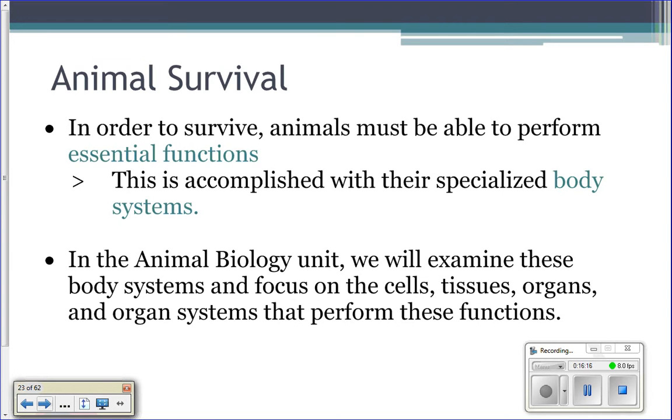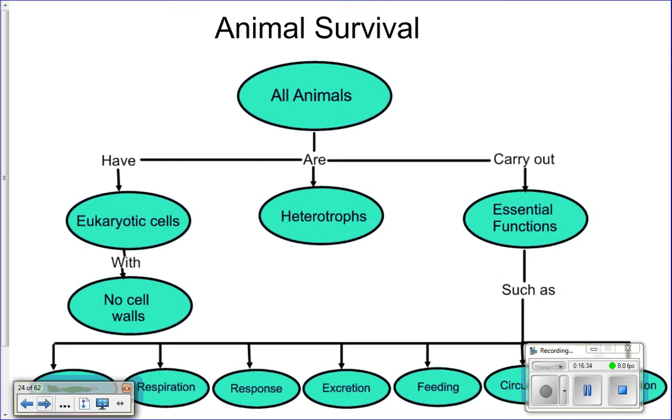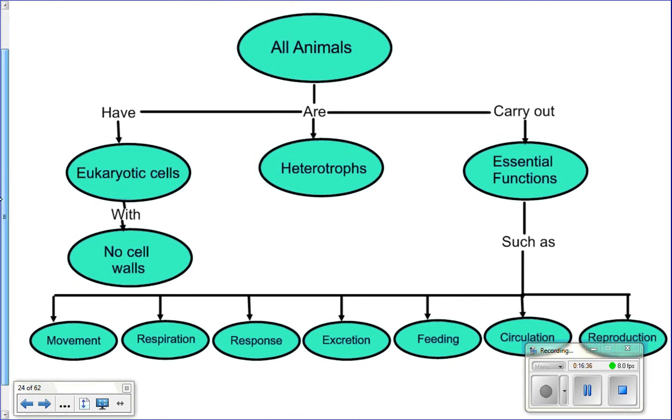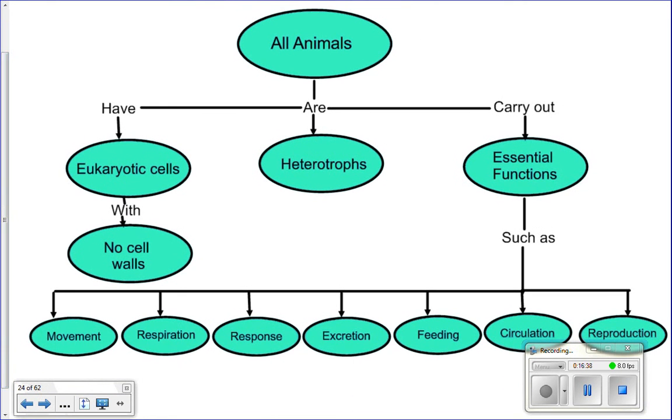So we'll look at what takes care of responding to the environment, like the nervous system, right? Or we'll look at what's responsible for picking up waste products, like the circulatory system, that sort of thing. Okay, so the body systems are used to carry out all of these essential functions that must be done in order for the animal to survive. So here's a little flow chart to help you see this.